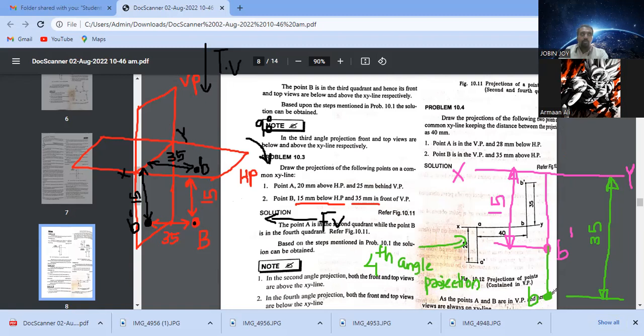Okay, so draw this. First, draw the XY line and then mark point B dash at a distance of 15 millimeter below the XY line, and then extend the line. The distance is 35 millimeter, and mark point B. B is the top view and B dash is the front view. Is this clear?